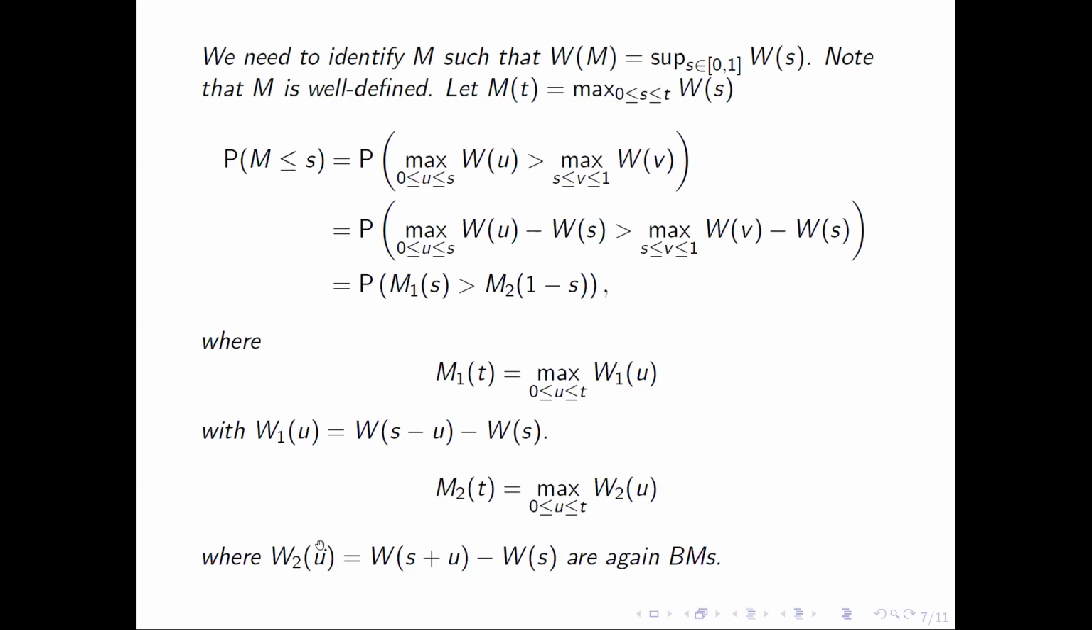Now, if you calculate the covariance structure of W1 and W2, you can show that they are again Brownian motions. So if you go back to this quantity, you can easily show, for example, that from this line, it requires pen and paper. You should take a pen and paper and write it down. So this is M1(S) greater than M2(1 minus S). Very good. Both are maximums of Brownian motion again. One is up till S and another is up till 1 minus S.